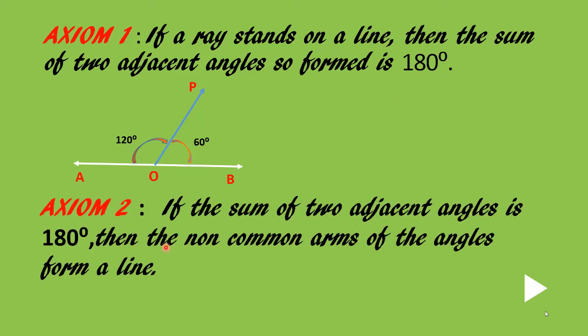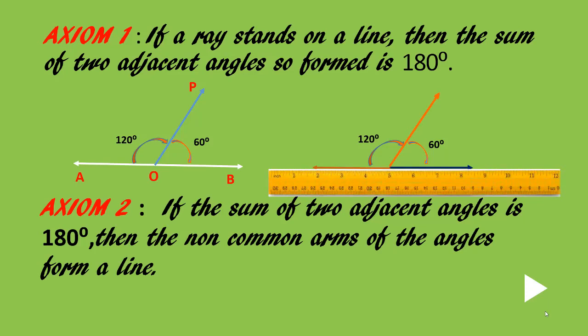Axiom 2. If the sum of two adjacent angles is 180 degree, then the non-common arms of the angles form a line. Let's see. We have an angle 120 degree and a 60 degree angle, and as you can see that their sum is 180 degree. Let's take these angles as adjacent angles. Now you can see that this is the common arm. So you can see that the non-common arms form a line. You can see that the non-common arms lie along the ruler.